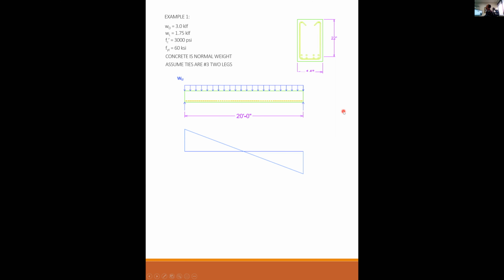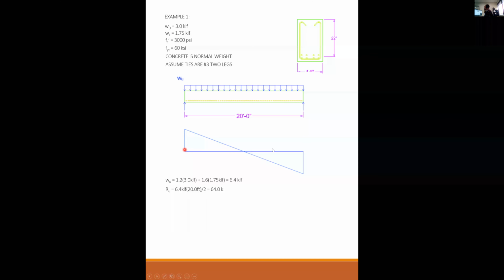Okay, so from that checklist, what's the first thing we do? We calculate our shear diagram. So the span is 20 feet, and we have to calculate what our factored linear load is. So we say w_u: w_D is dead, w_L is live, w_u is factored. So our factored load is 1.2 times 3 plus 1.6 times 1.75, which gives us 6.4 kips per lineal foot. So my reaction is going to be the total divided by 2. So the total is 6.4 times 20 feet divided by 2.